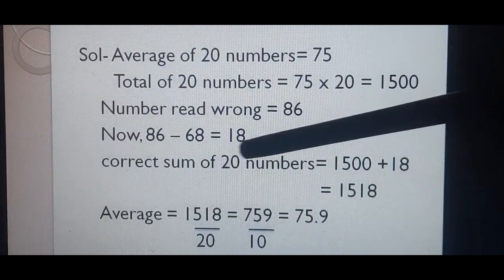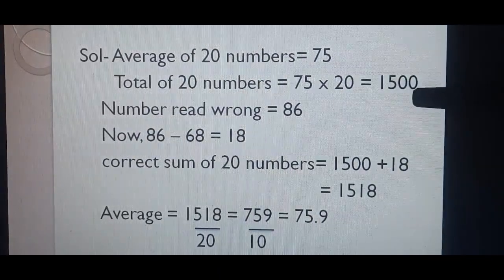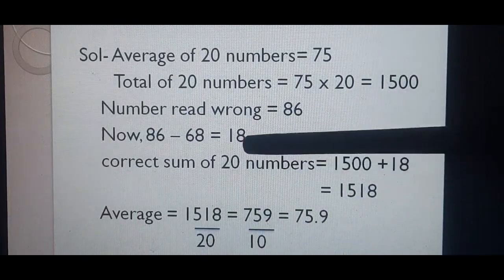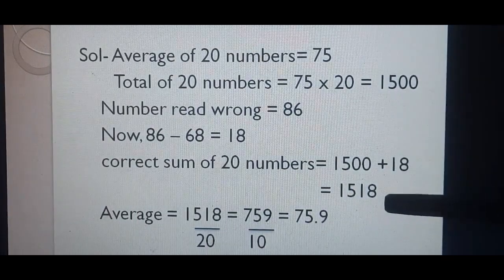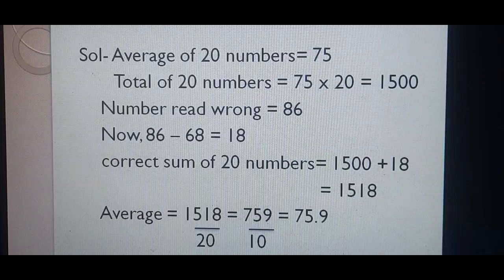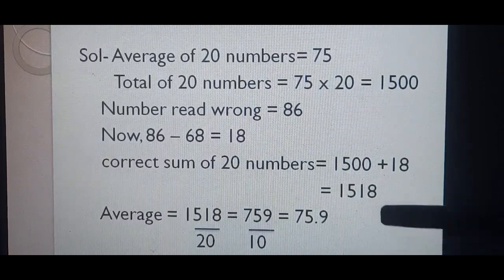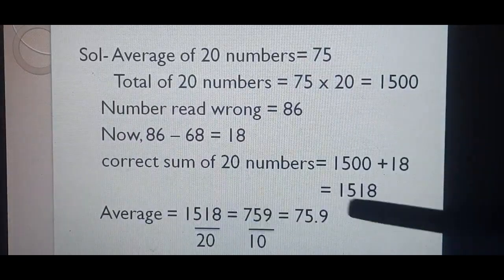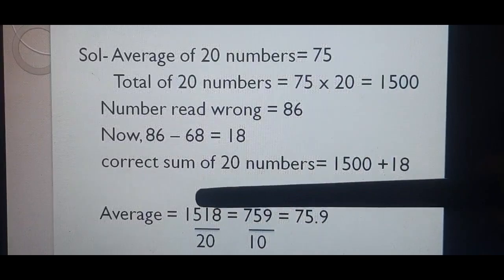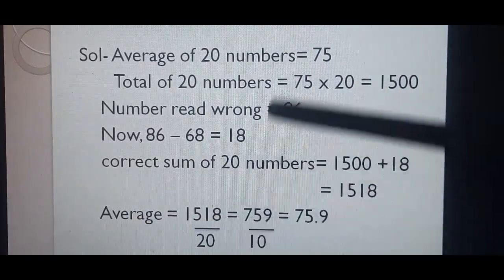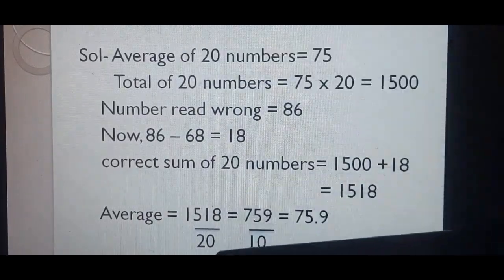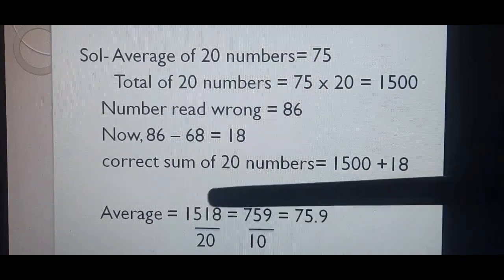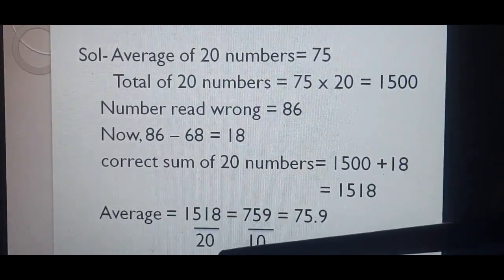So correct sum of 20 numbers: 1500 plus 18, that is 1518. Now if we divide this by the total number, then definitely we will get the correct average. So average is equal to the sum, 1518, divided by the numbers. The numbers are 20 here. So 1518 divided by 20.